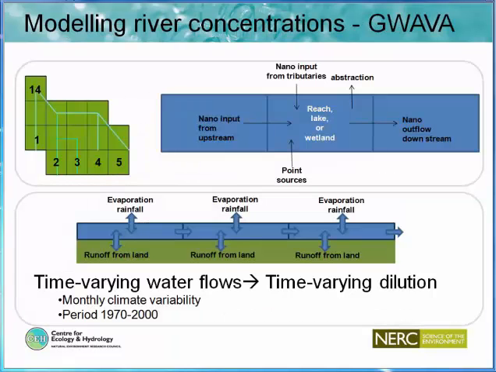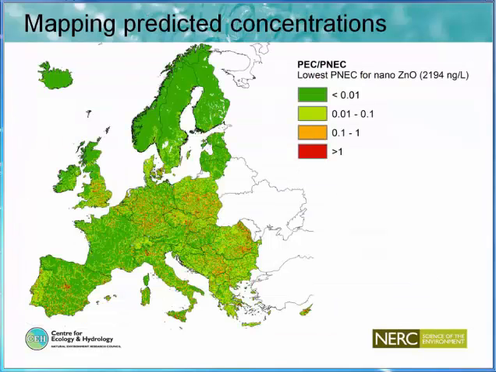Moving on, we also do large-scale spatial risk assessment of nanoparticles in surface waters, and to do this we use the spatially explicit GWAVA model. I'll show you some outputs of the model. This is a map of zinc oxide for Europe, and what this shows is the ratio of the predicted environmental concentration of zinc oxide in a particular river reach over the predicted no effect concentration. That's the concentration below which you should not see any effects, and that's derived from ecotoxicological data.